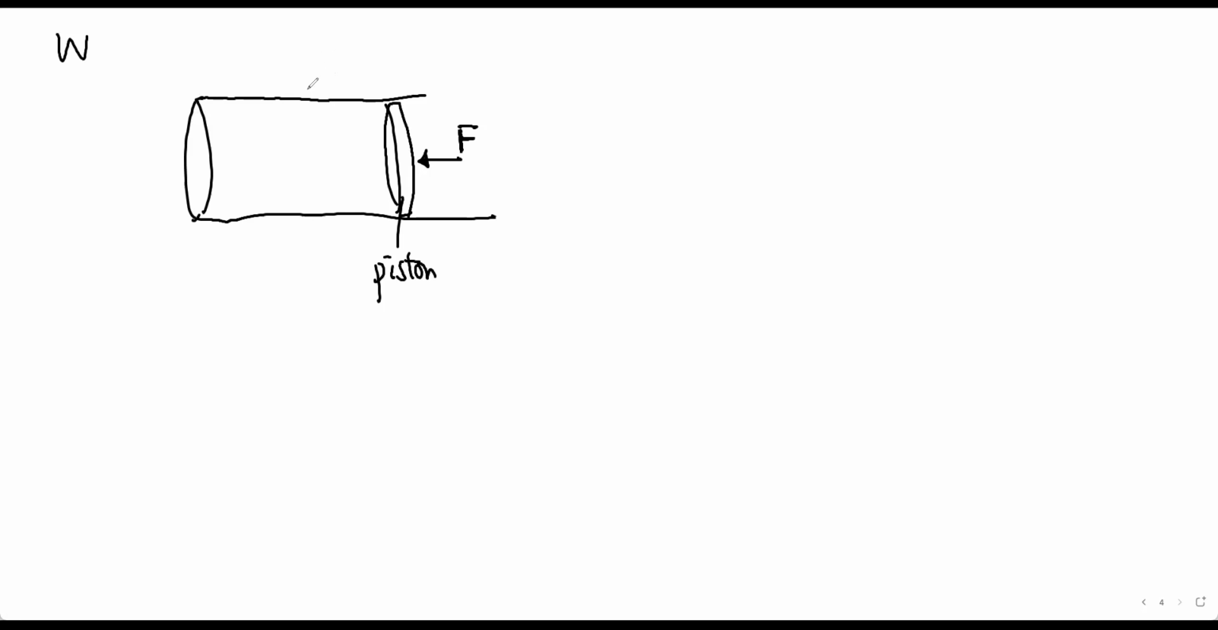This is a closed container. There's no gas leakage. Now, if I push it with the distance s, I hope you still remember the definition of the work done. Then the work done will be F times s. We push the piston with the distance s, then the work done will be F times s.